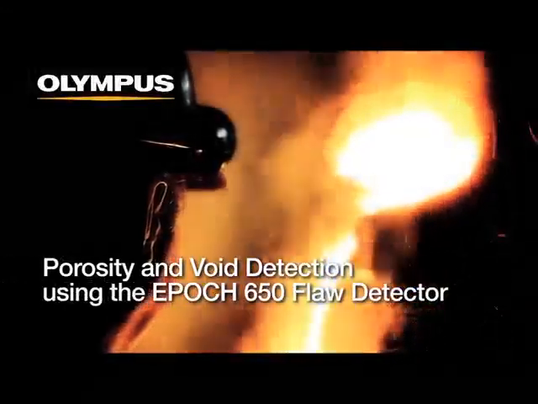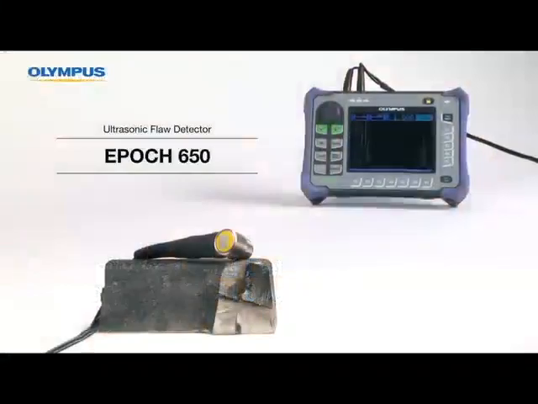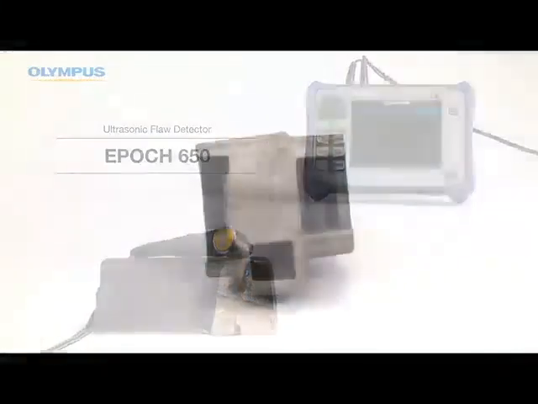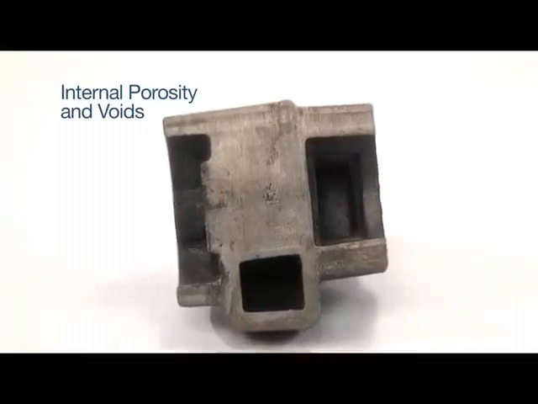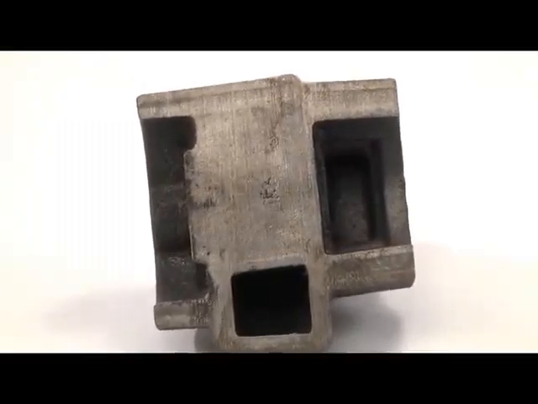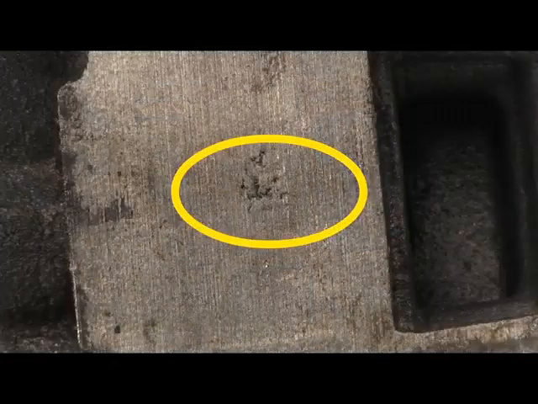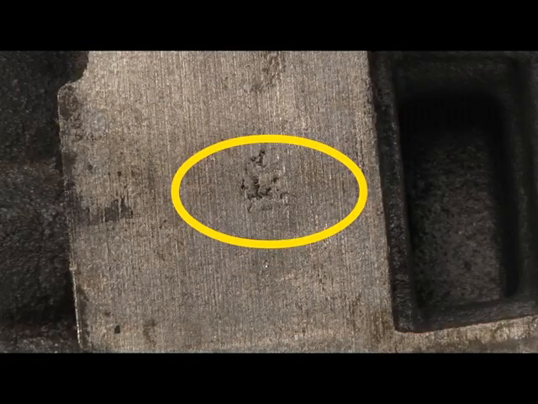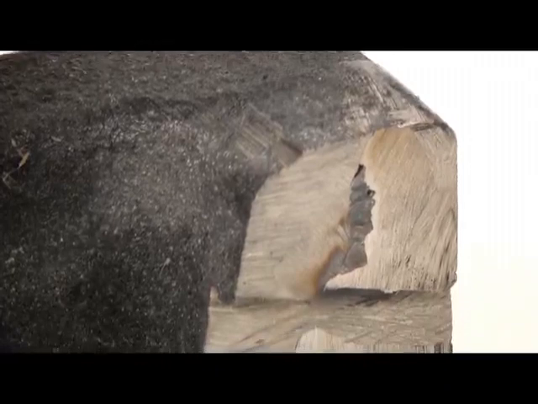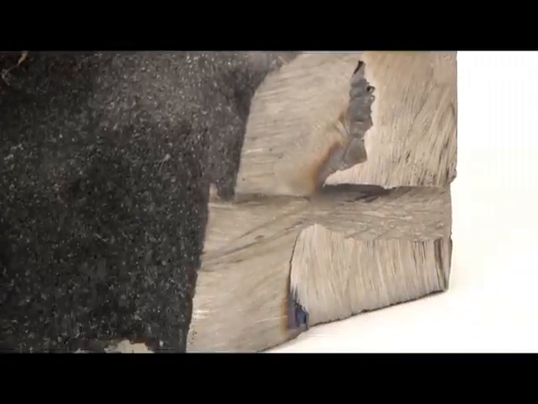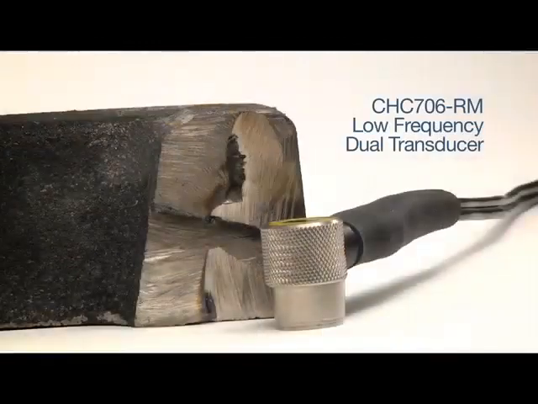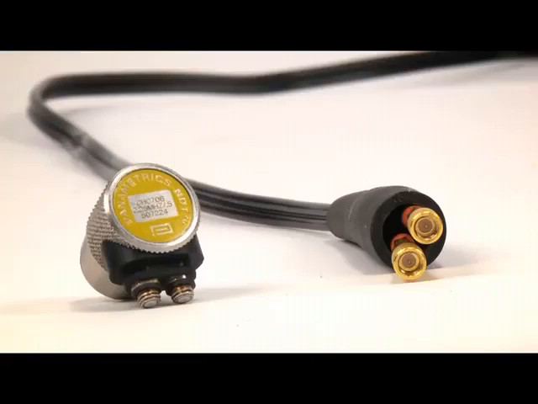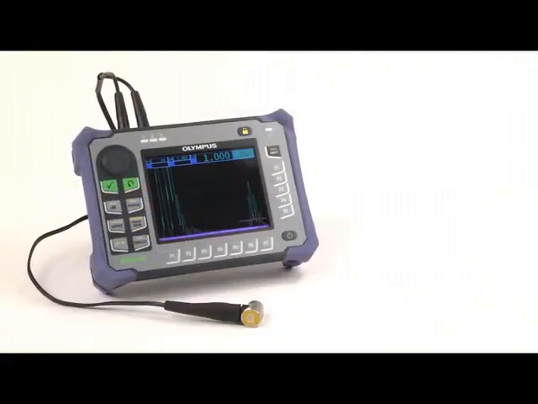This first example will cover porosity and void detection using the EPIC 650 flaw detector. It's common for internal porosity and voids to occur in more central locations within a cast part. This is where it takes longest for the metal to cool with respect to the outer edges. Because of the rough outer surface and scattering effects of castings, we will use a low-frequency dual transducer, such as the CHC 706-RM, for the inspection. This will be paired with a dual cable to connect to the EPIC 650.